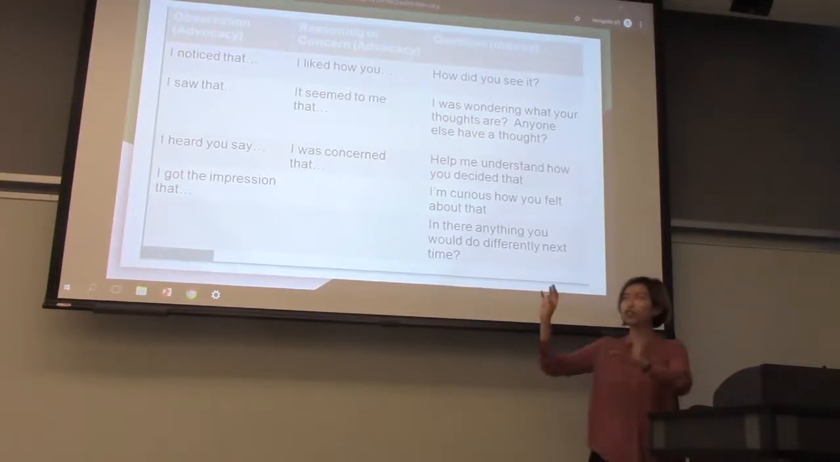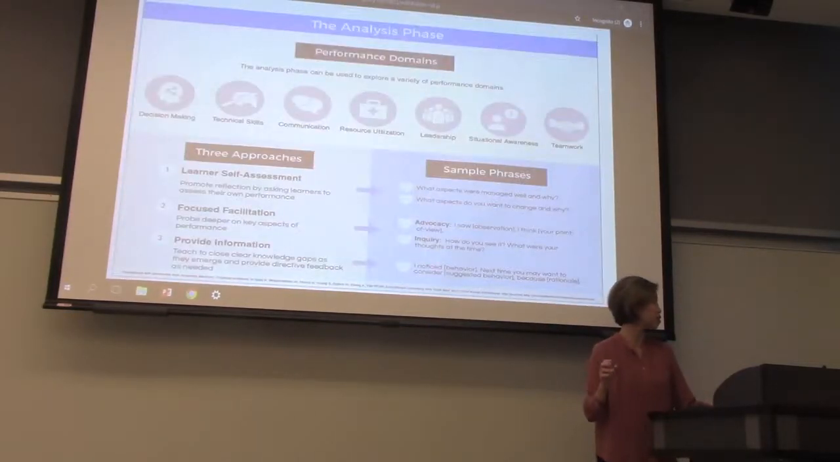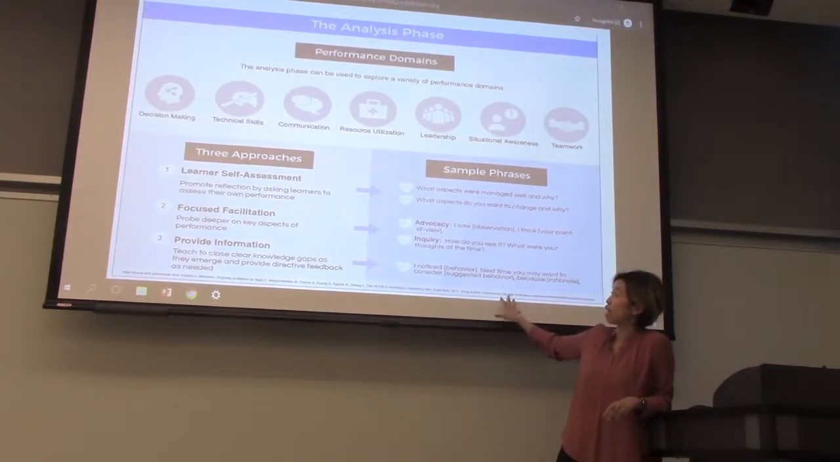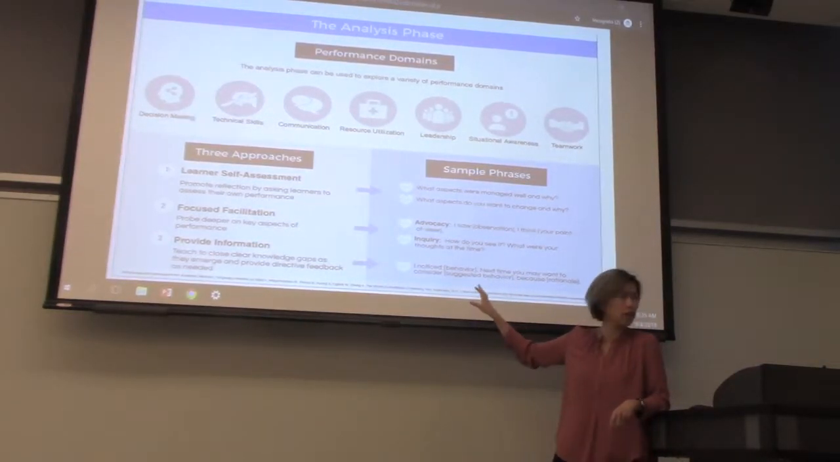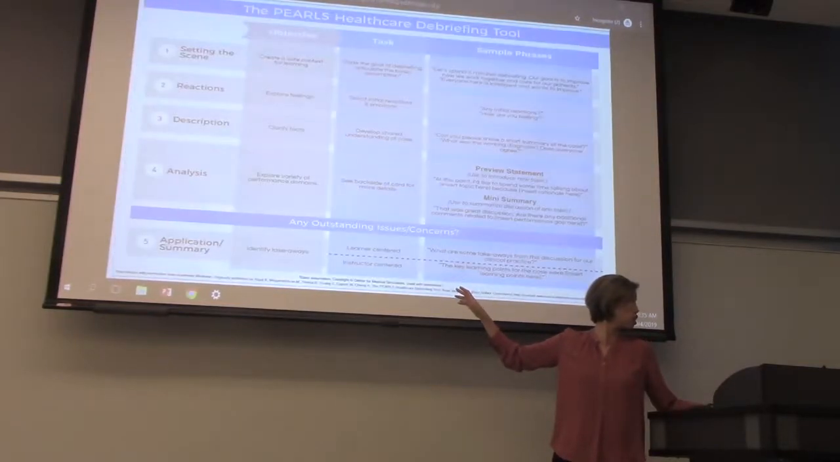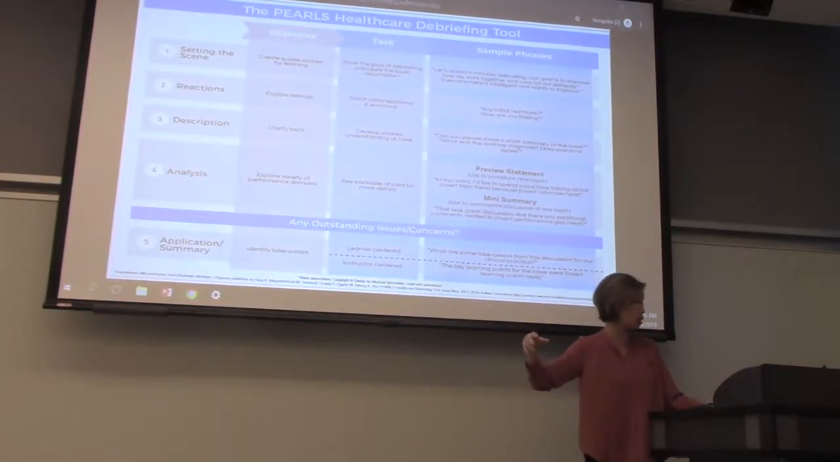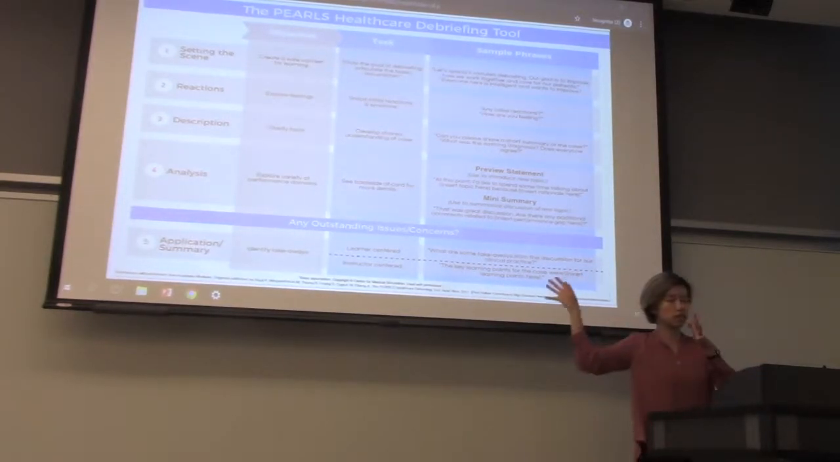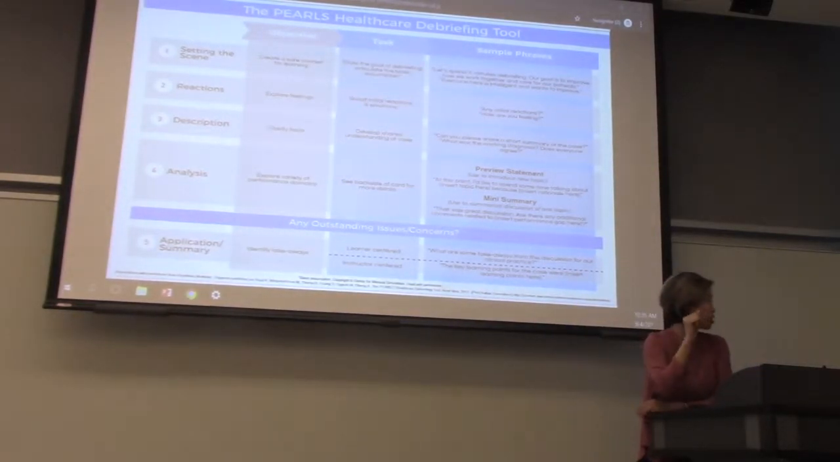Now, you guys notice all those nice little pictures? There's a great card that was developed. Oh, I think I missed the slide. That was made by the PEARLS. It's a great slide. Sorry, guys. I don't remember where I got the sources, but this is a great slide that you can have on your phone so that you can use it for debriefing after resuscitations at work.